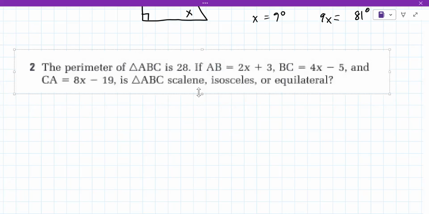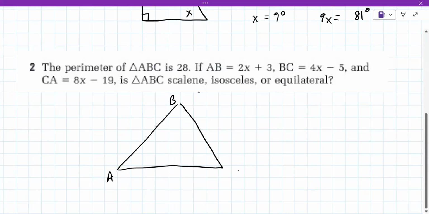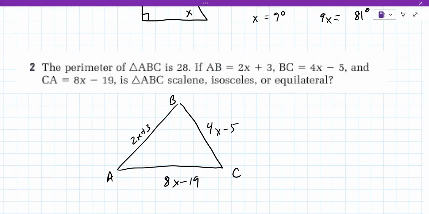To answer that, you have to decide what the lengths of each side are. So it would be a good idea for you to draw a triangle. If you don't know which one to draw, this is a good choice here. A, B, and C. Label the missing sides: 2x plus 3, 4x minus 5, 8x minus 19. You want to set the sum of those three sides equal to the perimeter, and then solve for x. Once you have x, you can use it to find the lengths of the sides and see how many are the same. Yeah, that looks pretty straightforward.